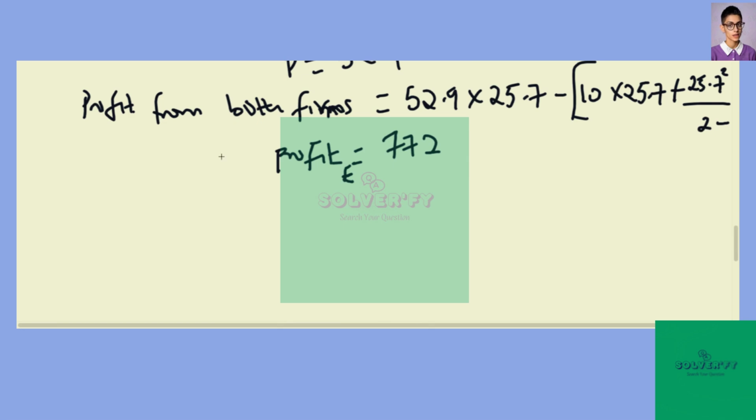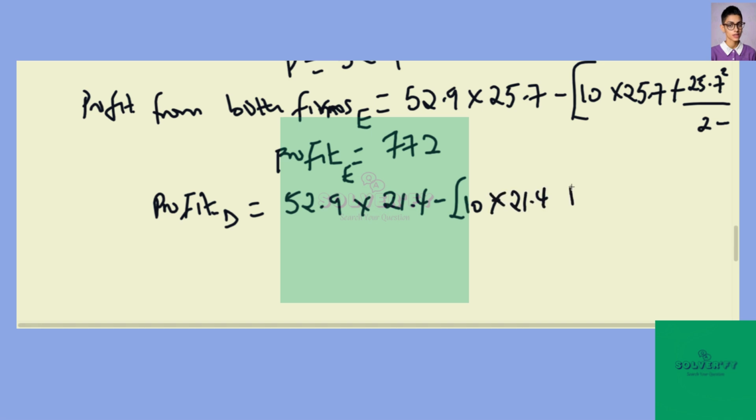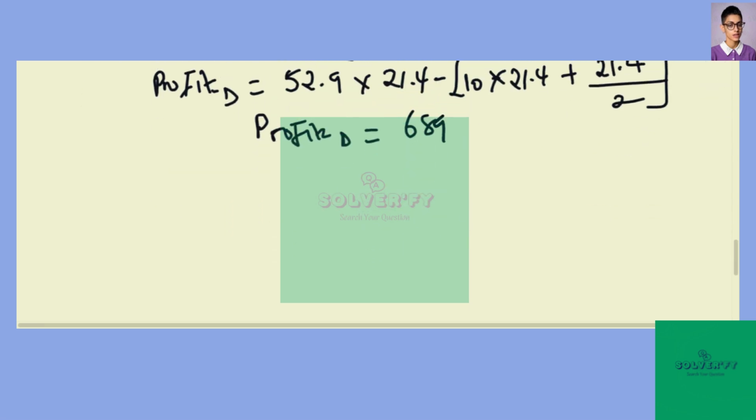This is for E, and then this is for the other company, which is Dimlit. 52.9 multiplied by 21.4 minus (10 multiplied by 21.4 plus 21.4 squared divided by 2), and this is equal to the profit for company D, which is 689. So therefore Everglow, as you can see, has an advantage.